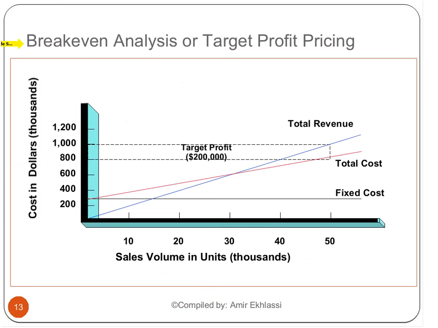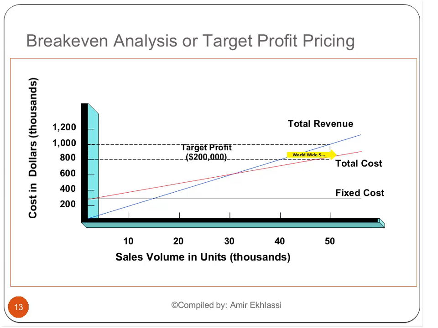When you started your business in the first months or first years, your costs totally are higher than your income and your revenue. Do you know? When your cost is higher than your revenue, what does it mean? You have profit or not? No. If your cost, for example, in this graph, you can see the blue one. The blue line is total revenue, okay? And the red one is total cost.